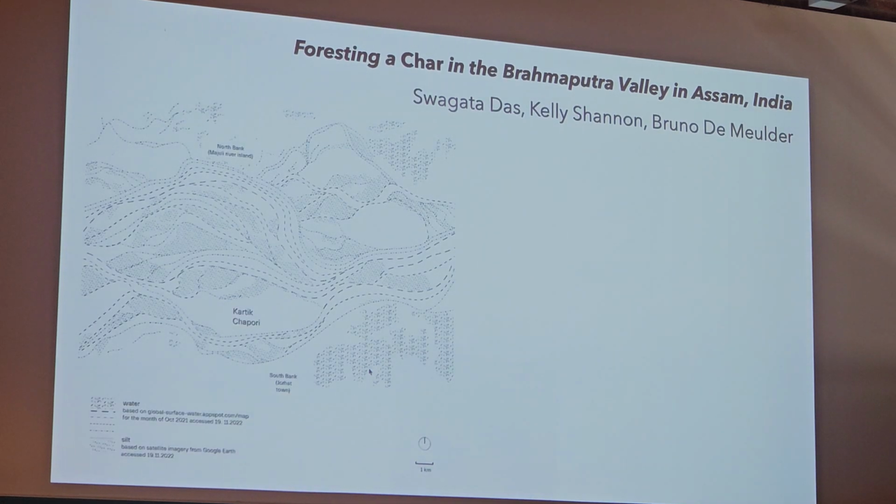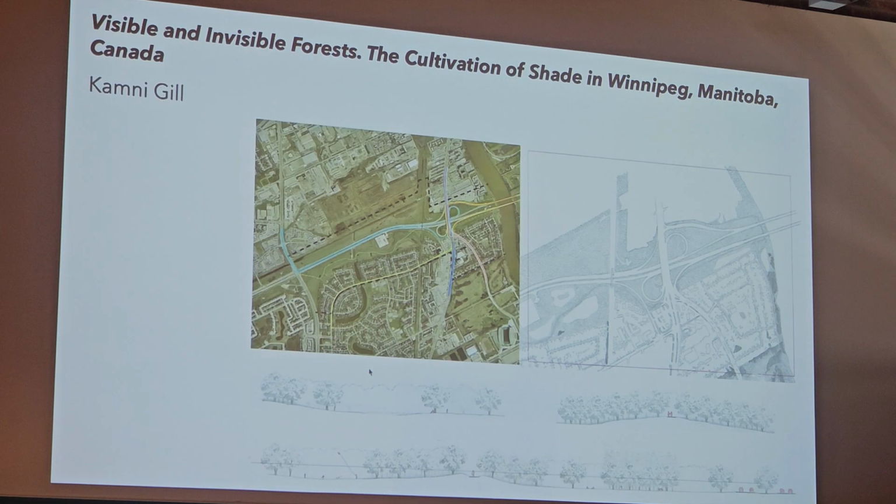This is actually part of an ongoing PhD of a woman named Swargata. She's working in the state of Assam in India. She's having her pre-defense during war urbanism, so her final defense hopefully in September. She looks at these charts, these islands in the river that appear and disappear and grow and shrink because of the braided nature of the river and the way the forests interact in that system. Very, very interesting.